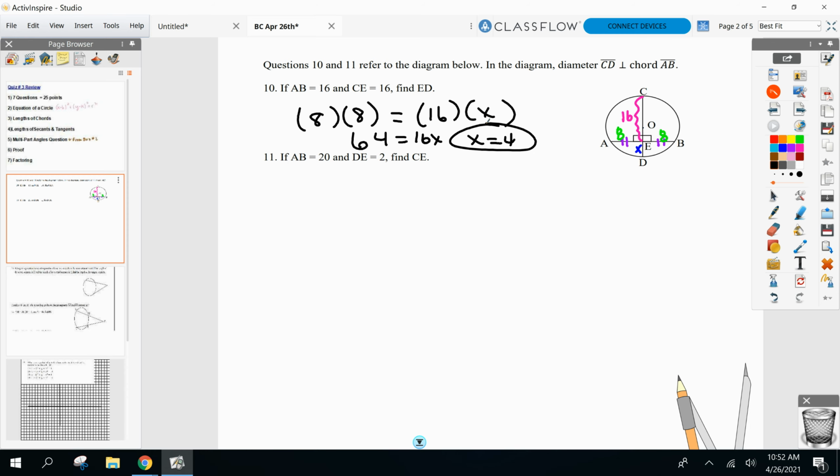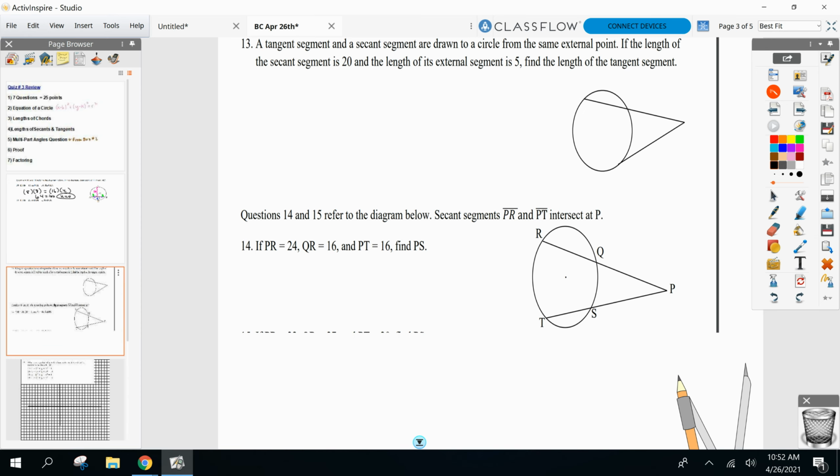And when I say be ready to factor, it's these type of problems. Segment times segment equals segment times segment. You might have to factor at the end. Here we didn't though. I'm going to move on because 11 is the same type, just different numbers and different segments. How about 13 now? This is a secant and a tangent now.